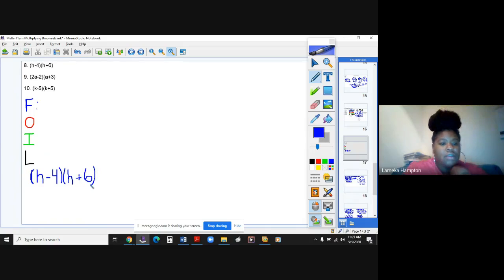All right. So now what I'm going to do is show you all the method of FOIL again. So blue stands for first. So I am going to multiply the first 2 terms. And as you can see, I have underlined each term that I'm going to multiply. So I have h times h, which gives me h squared.